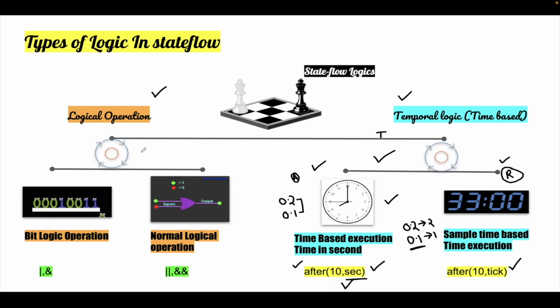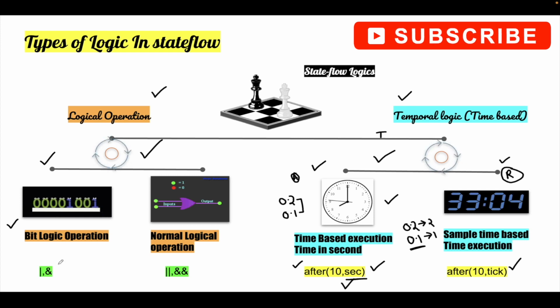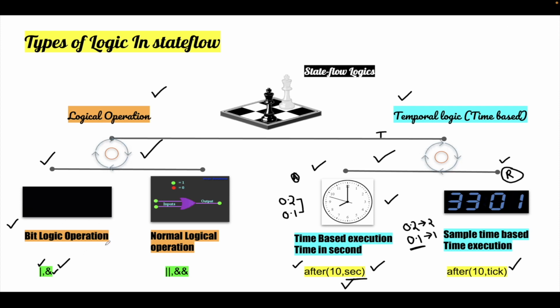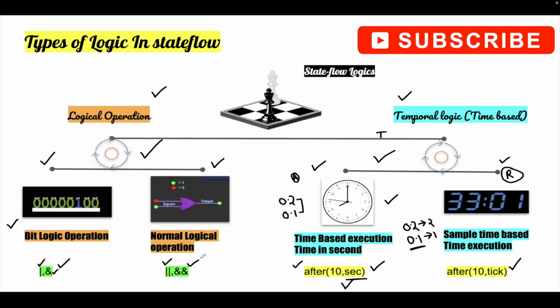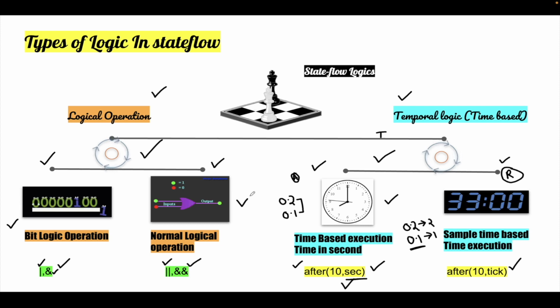Now coming to the logical operations in MATLAB Stateflow. There are two types of logical operations. One is bitwise logic operation, which involves bitwise operations like a single pipe or a single AND. These bitwise logic operations can be used to define bitwise operation in Stateflow. Next, coming to the normal logic operation, which can be done by using two pipes, representing an OR condition, and two ANDs, representing an AND condition. This is how the operation will happen for a normal logical condition.